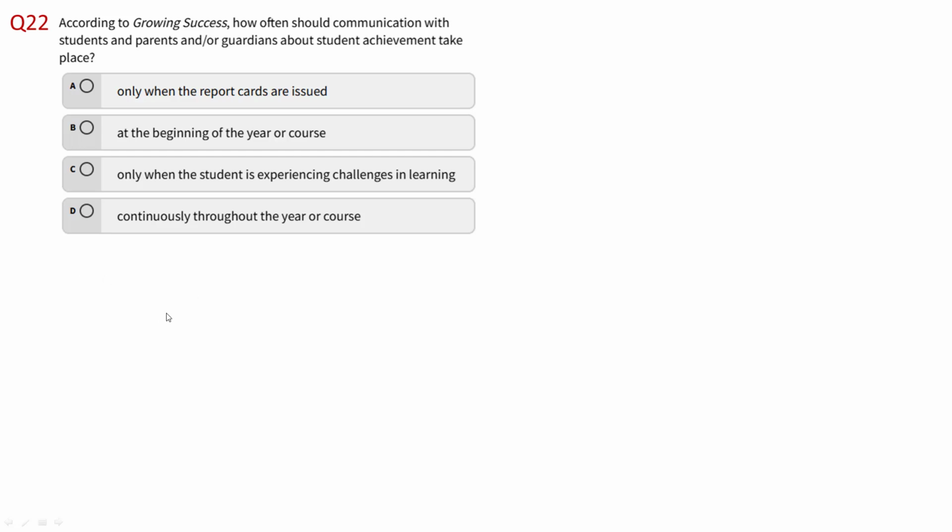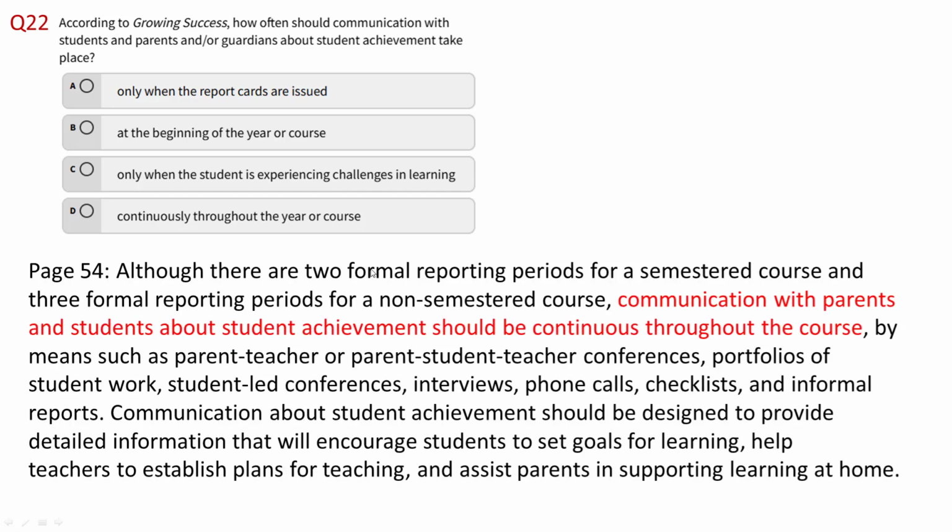Question number 22. According to Growing Success, how often should communication with students and parents and/or guardians about student achievement take place? And you'll find this on page 54. It should take place continuously throughout the course or year. So D is the correct answer for number 22. And that's the last question in the pedagogy part of the practice test.